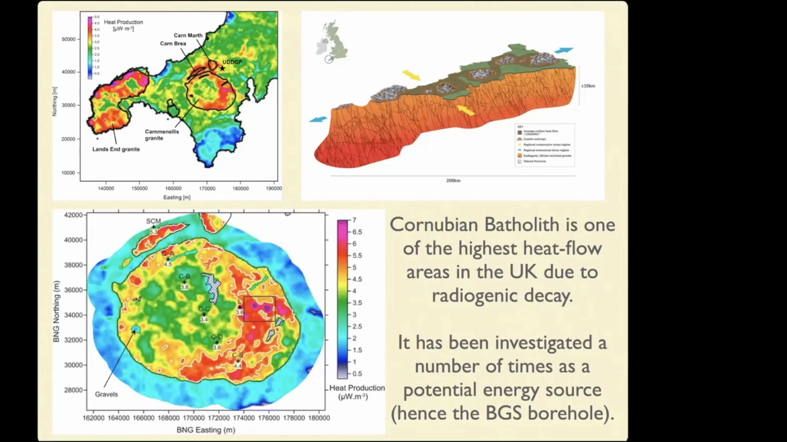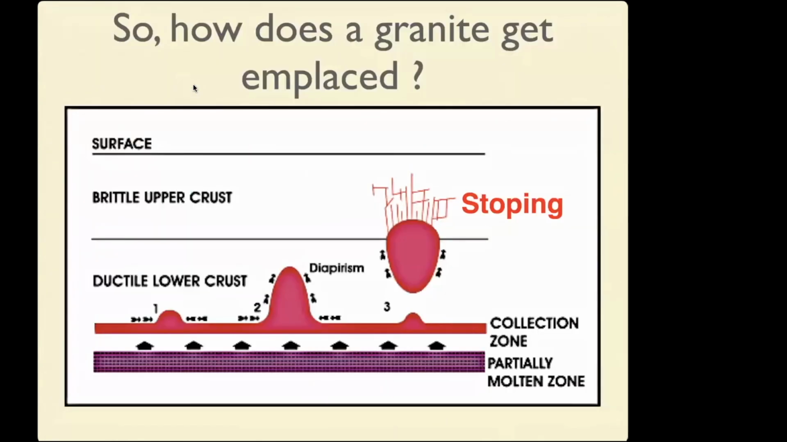So, okay, that's it. But how does a granite actually get there? How does it physically get into all that sediment? And it's quite complicated. First of all, let's just start down here. So there's a surface. This is the upper crust. This is the lower crust. And this is the mantle down here. So this is partially molten. We're very deep.